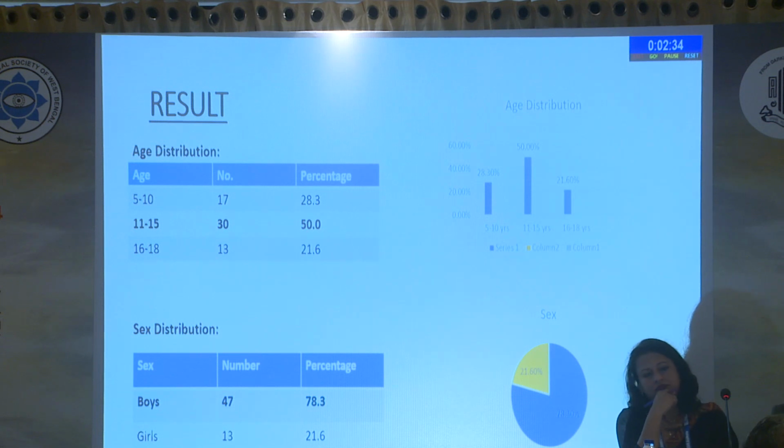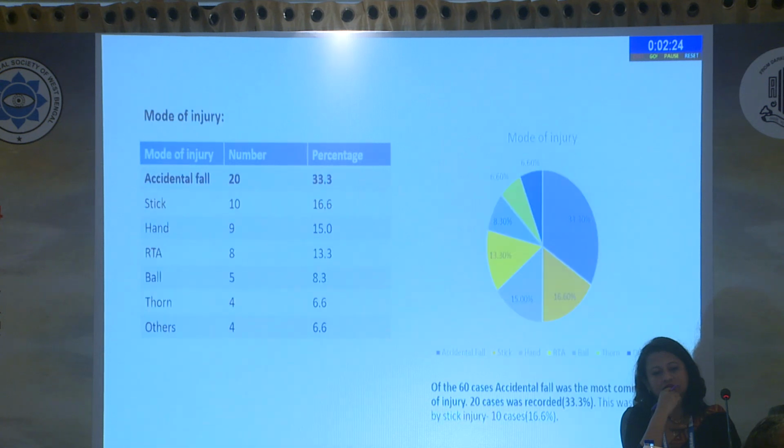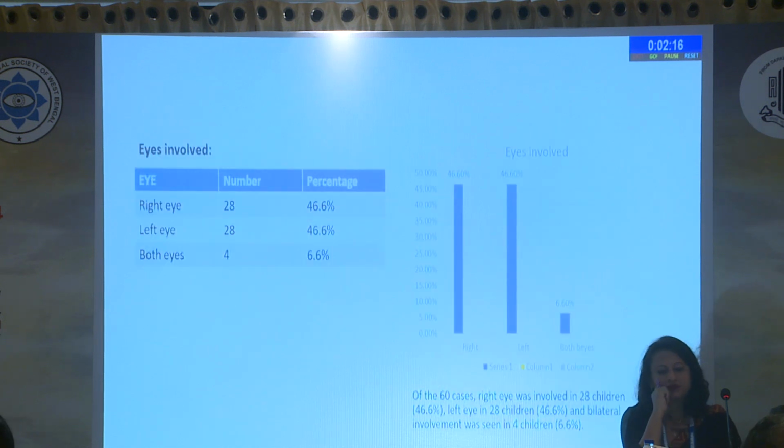In the results, it was seen that the most involved age group was 11 to 15 years, which was 13 in number. Boys were mostly involved, almost 47. And the mode of injury, out of 60 cases, accidental fall was the most common cause of the injury. 20 cases were recorded, almost 33.3%. Eyes were almost equally involved.